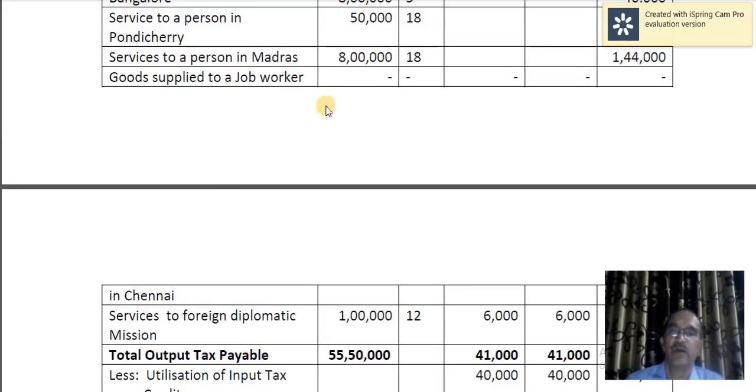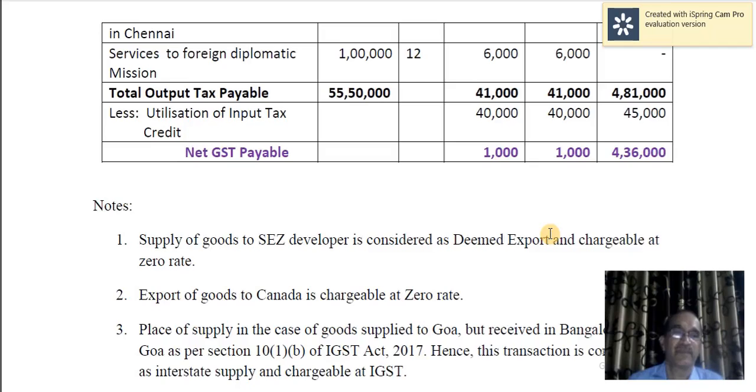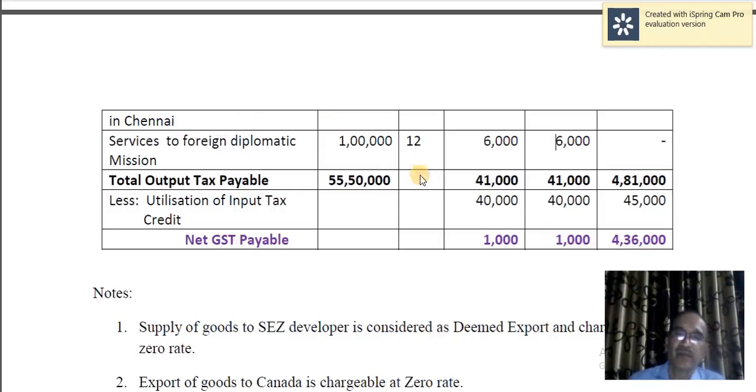Goods supplied to a job worker in Chennai, I already told. So this is not considered to be a supply for taxable purpose, therefore that is not taxable. Services to foreign diplomatic mission, we assume that the services are rendered within Karnataka, therefore 6% each is applied on 1 lakh, and CGST and SGST values are calculated. So this is about computation of output tax.